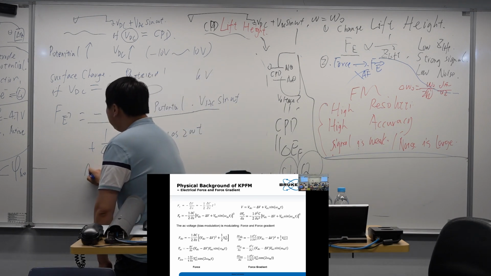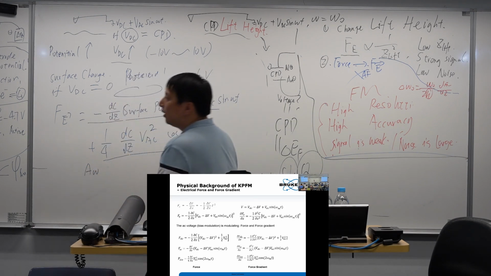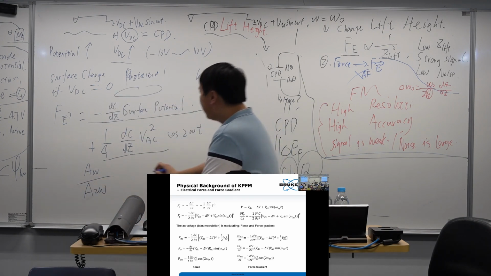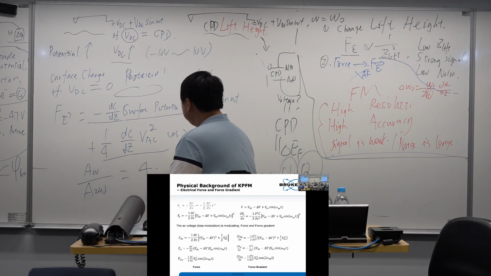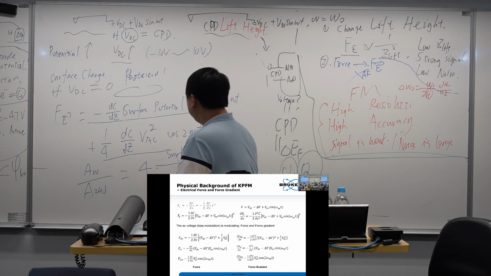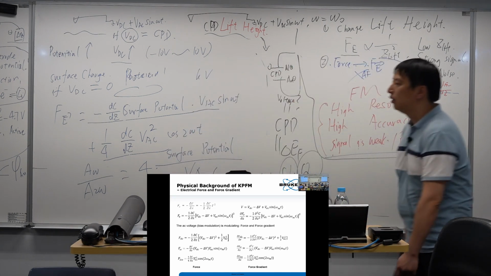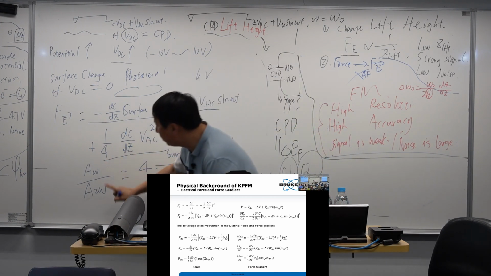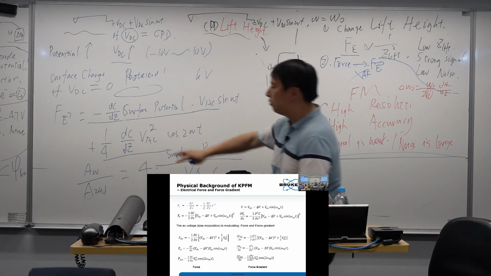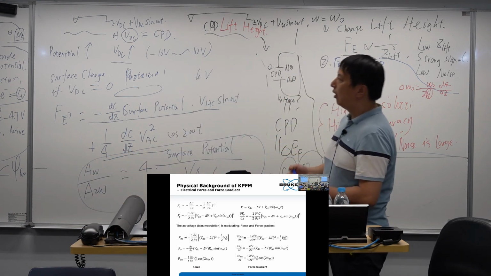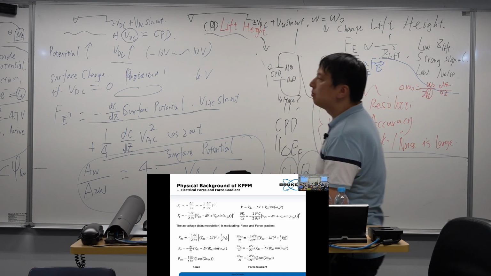So the amplitude at omega divided by the amplitude at 2 omega, we get 4 times the surface potential over VAC. So we measure the amplitude at omega. We measure the amplitude at 2 omega. Then we divide them and we get the surface potential.